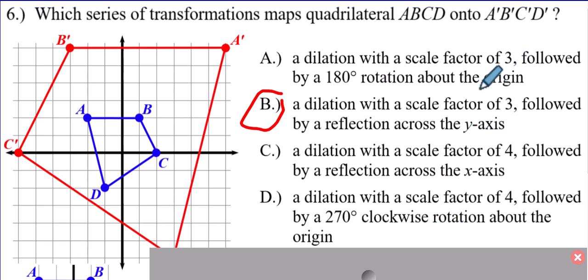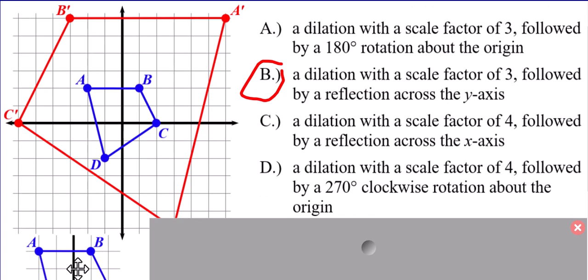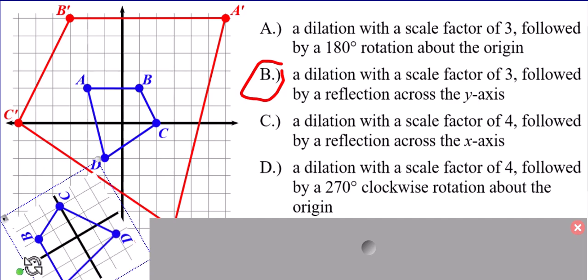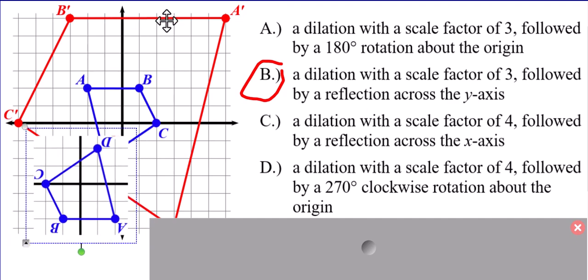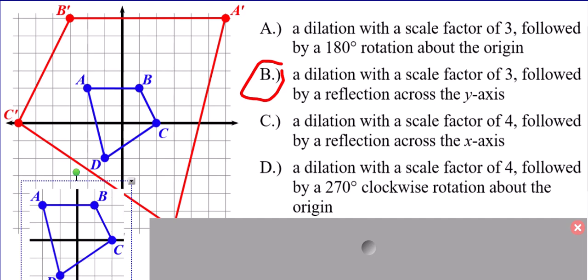Notice this has a 180 degree rotation. If I rotate this 180 degrees, that's going to look like this. And that's not the orientation of the enlarged quadrilateral. So choice A can be eliminated for that reason.